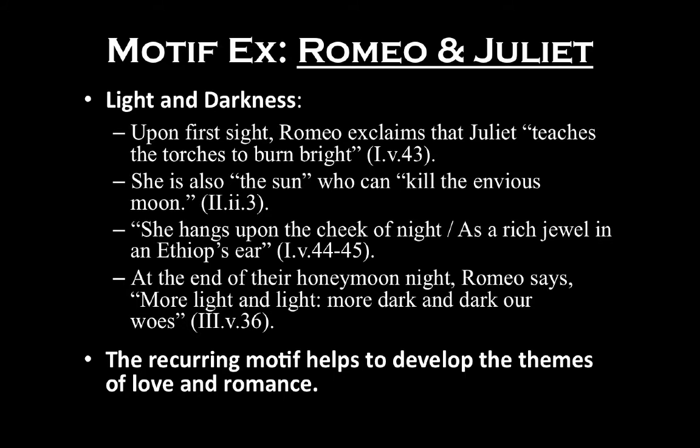So, sun during day, moon during night. She hangs upon the cheek of night as a rich jewel in an Ethiop's ear. That's when Romeo first lays eyes on her. At the end of their honeymoon night, Romeo says, "More light and light it grows, more dark and dark our woes." And so the recurring motif helps to develop the themes of love and romance, and also the struggles that they have to go through to be together, because they're kind of like day and night. They're from enemy families.